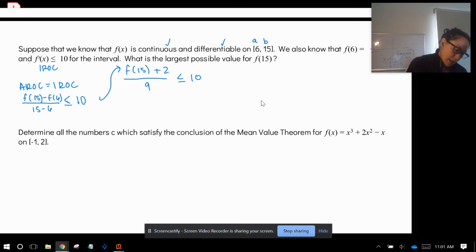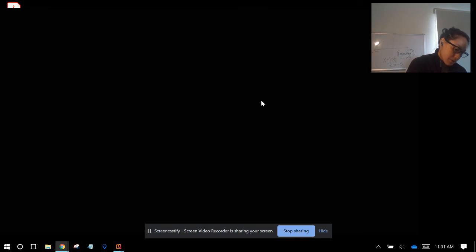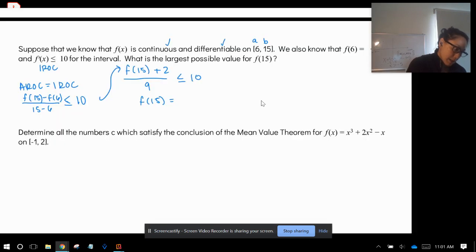Okay, lastly, we're going to do some solving. So f of 15 is equal to, multiply by 9 and subtract 2, so 90 minus 2. So f of 15, oops, not an equals, less than or equal to, has to be less than or equal to 88. So what is the largest possible value for f of 15? It would be 88, okay, 88.